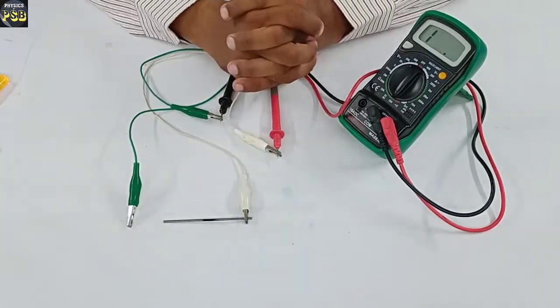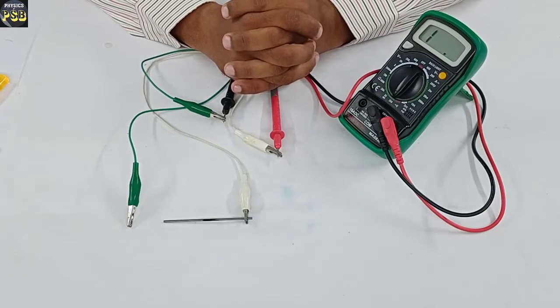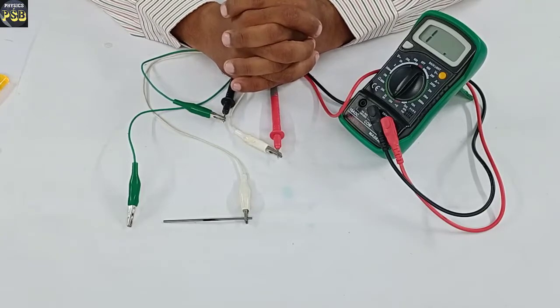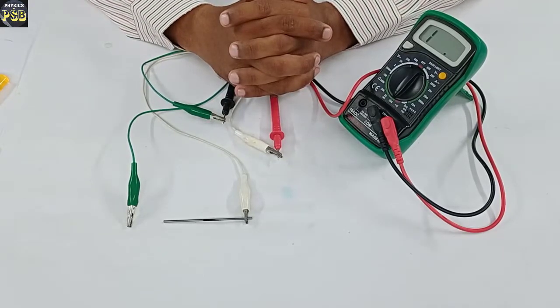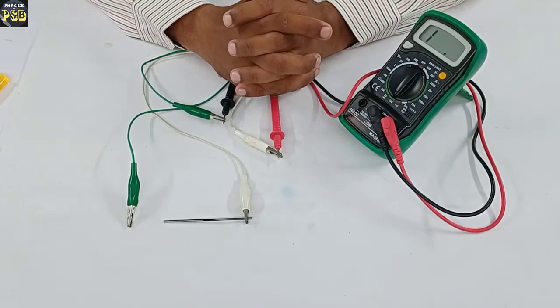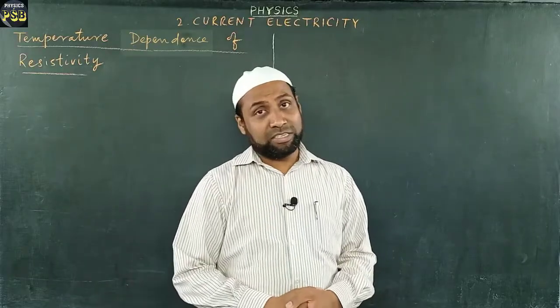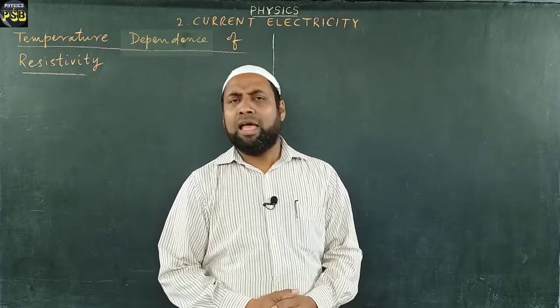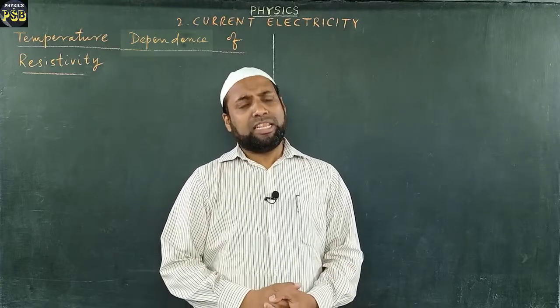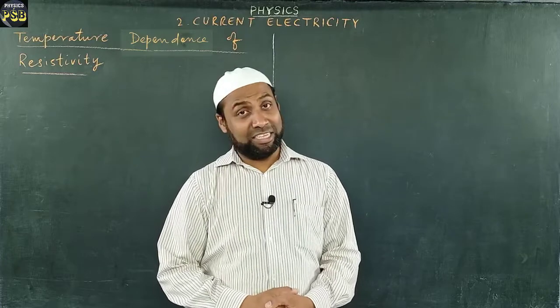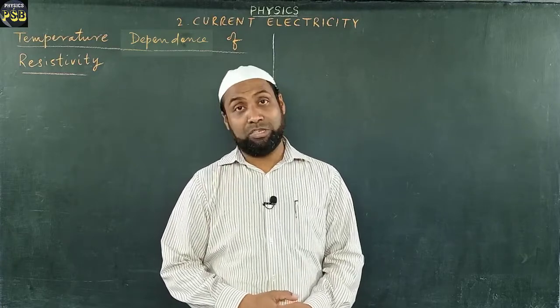It means when the resistance of a substance or the resistivity of a substance decreases with temperature, the object is said to have negative temperature coefficient of resistance, that is minus alpha value. The resistivity of a substance depends on temperature. Experimentally, it is found that the resistivity of conductor increases with increase in temperature.